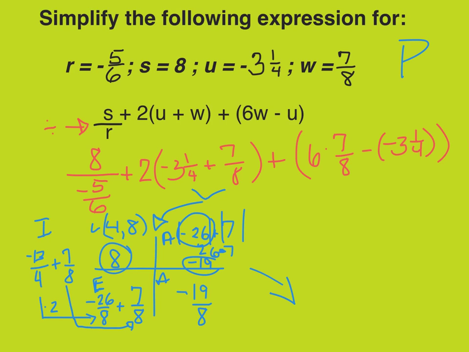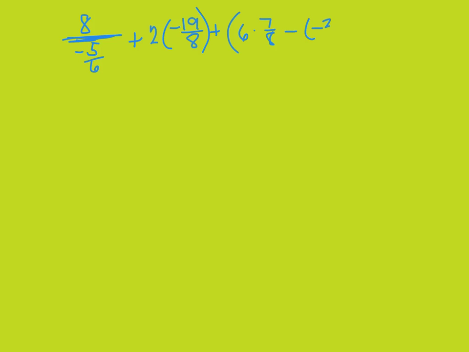And on the next page, I'm going to rewrite the expression. I'm going to have 8 divided by negative 5/6. I'm going to make this one a little bit larger. Plus 2 times negative 19/8 plus the quantity of 6 times 7/8 minus negative 3 1/4. So I'm all set with the first set of parentheses.